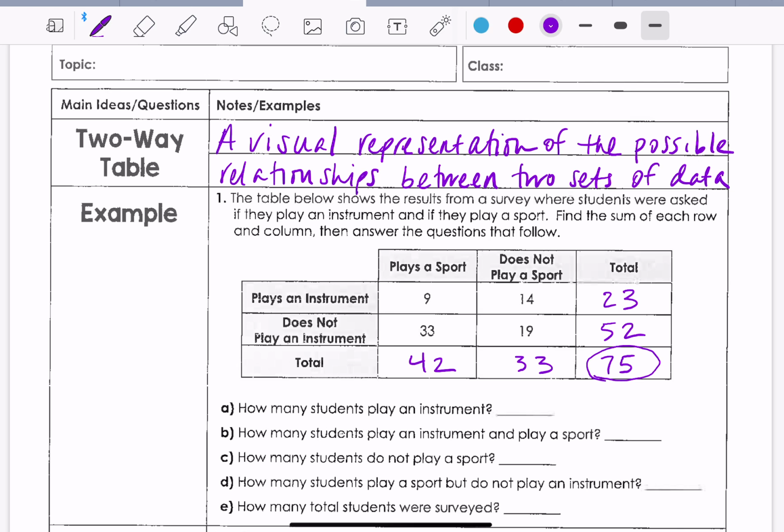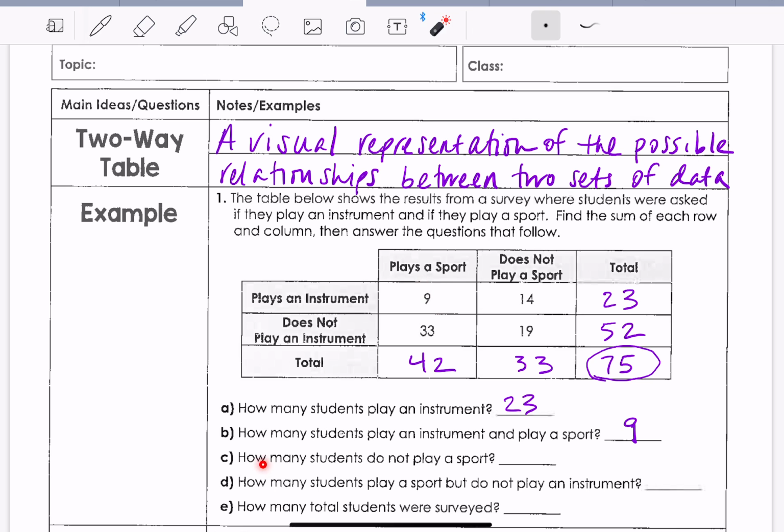So now let's look at the questions. The first question they ask, A, is how many students play an instrument? So let's see. Plays an instrument. I've got overall 9 plus 14, 23. That's the total number of students who play an instrument. It doesn't ask me anything about sports, so it's 23. For B, how many students play an instrument and play a sport? So they play an instrument and they play a sport. So these two things together, it's going to be 9.